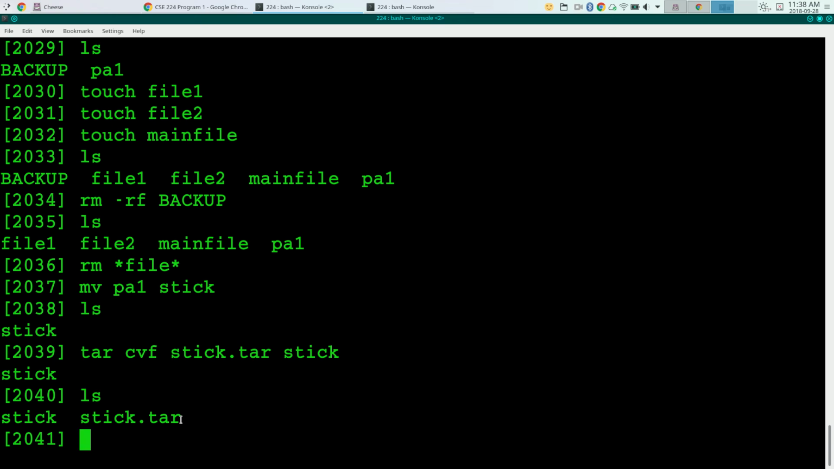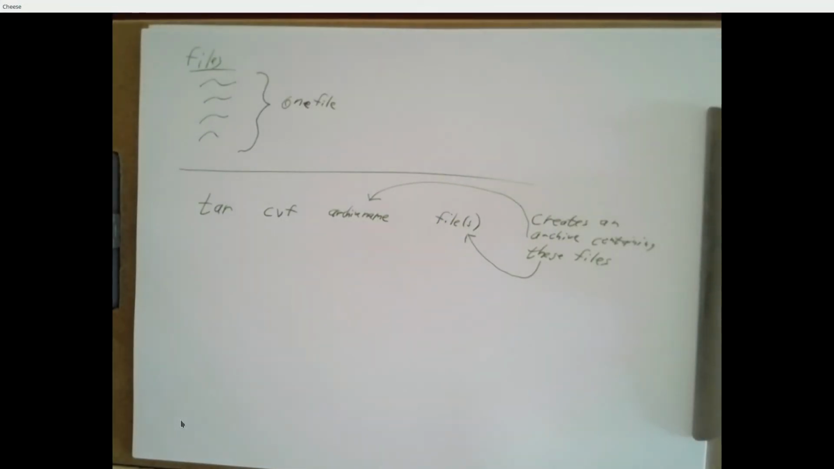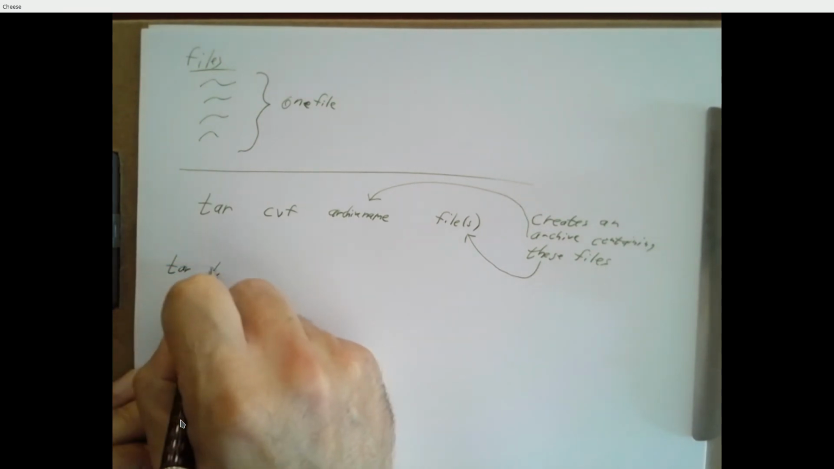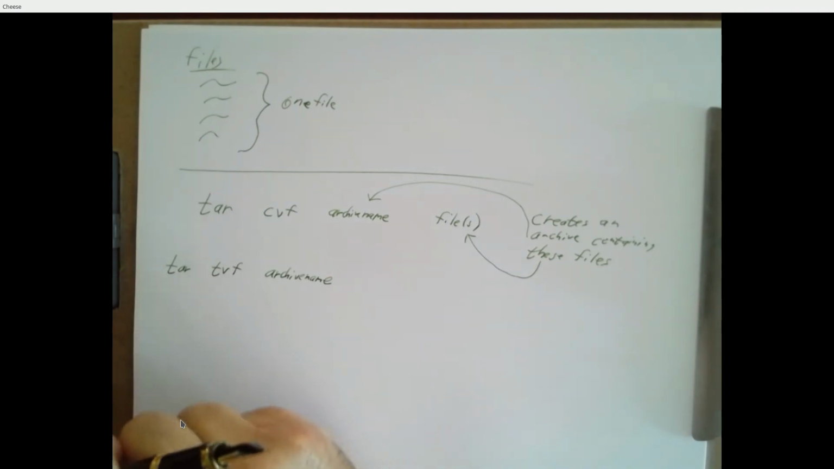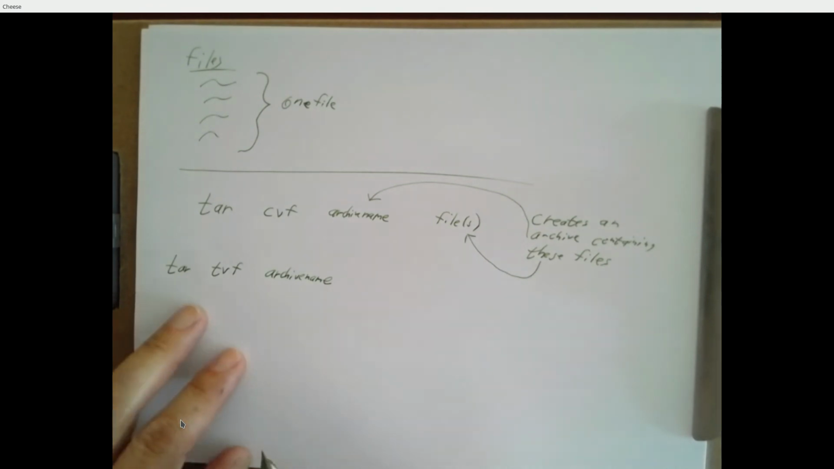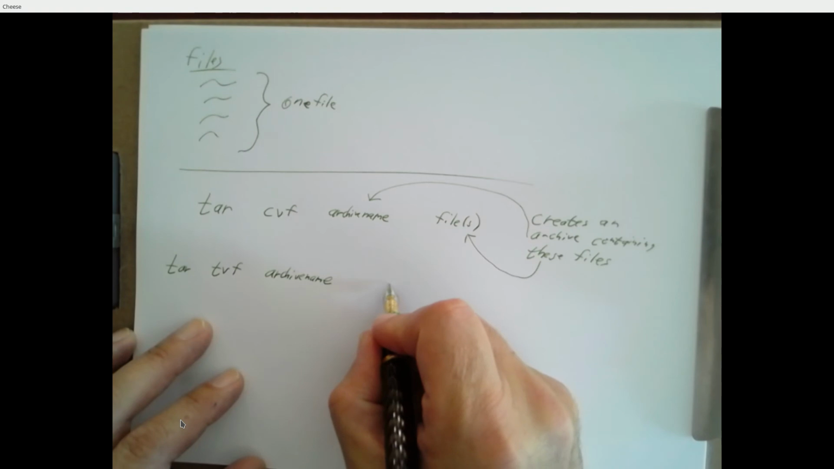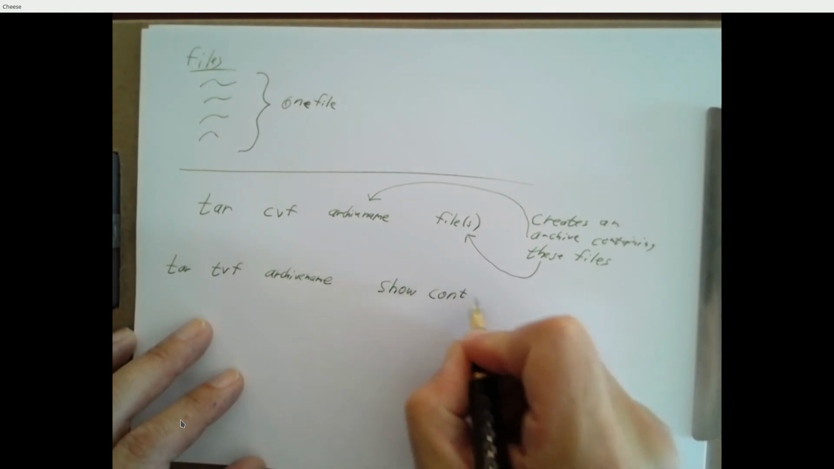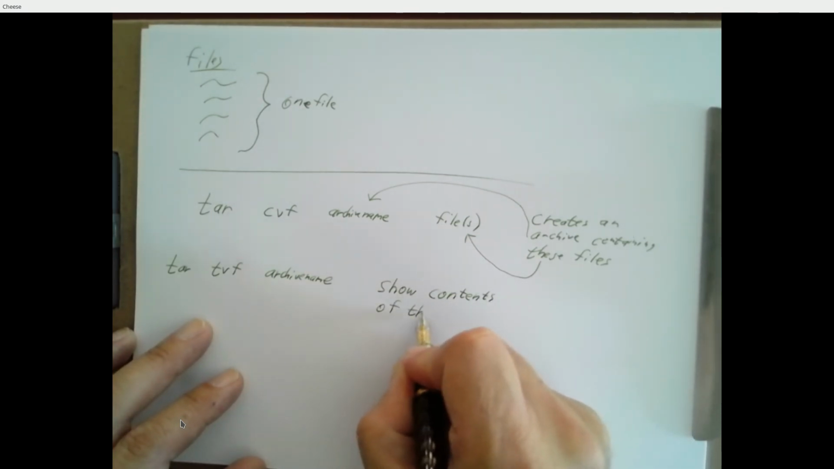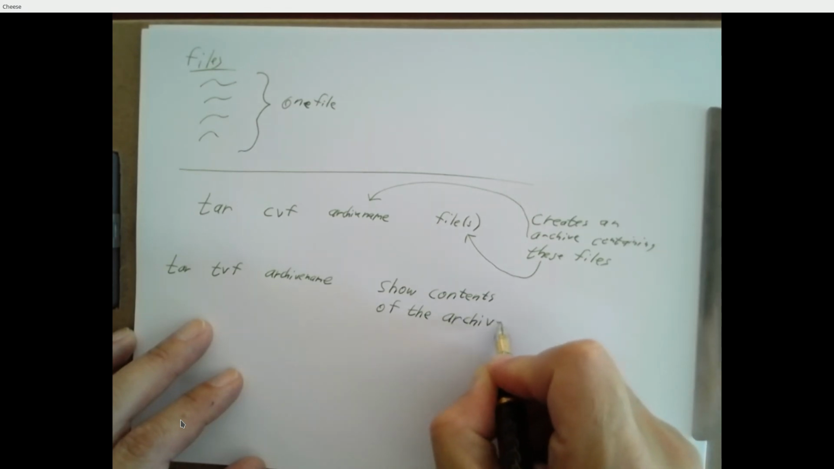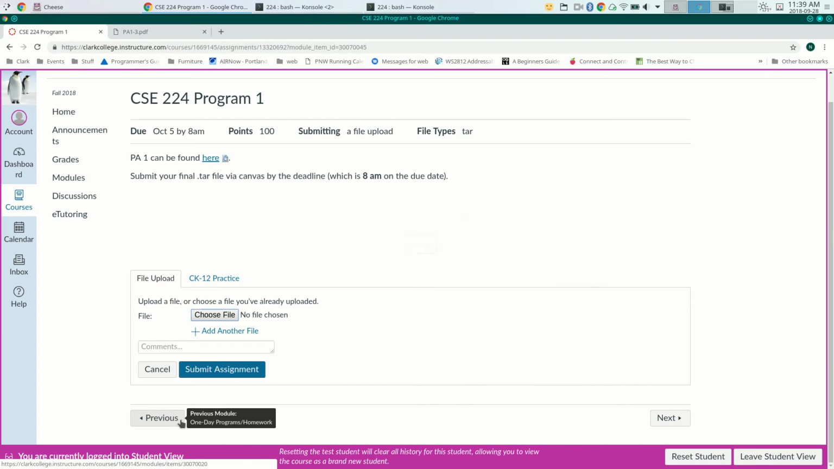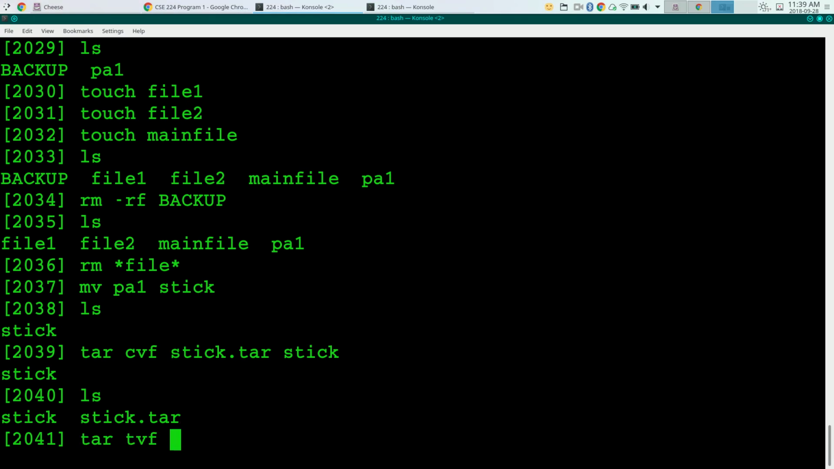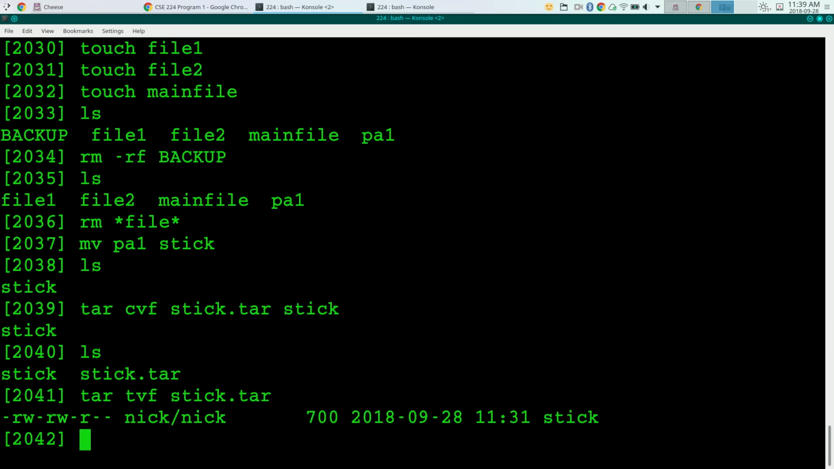All right. The second command you need to know is tar tvf. Create an archive containing these files. So tar tvf archive name shows you the contents of the archive. So I've got a tar file over here called stick.tar. If I say tar tvf stick.tar, it shows me it contains one file called stick.